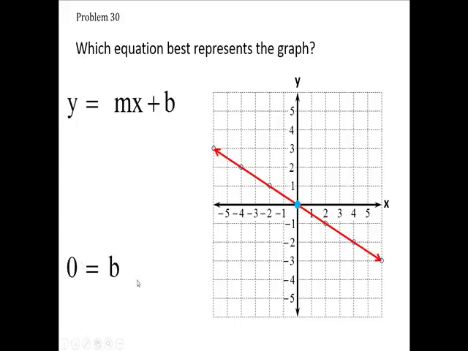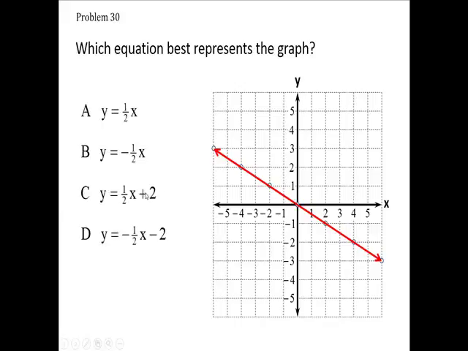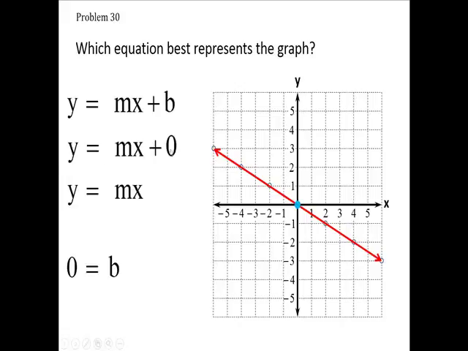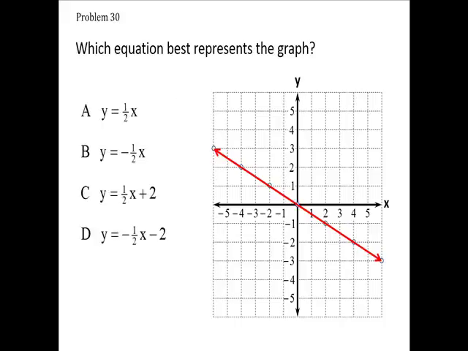So what we're talking about, if you take this 0 and plug it back in here, then all you have left is mx. There is no number to the right. Okay, so we're talking about not using C or D, because if all you have is an mx, you don't have the +2 or the -2. We had 0 over here for B, or nothing at all for A. So we're talking about eliminating these two. So now we have to choose between A and B.